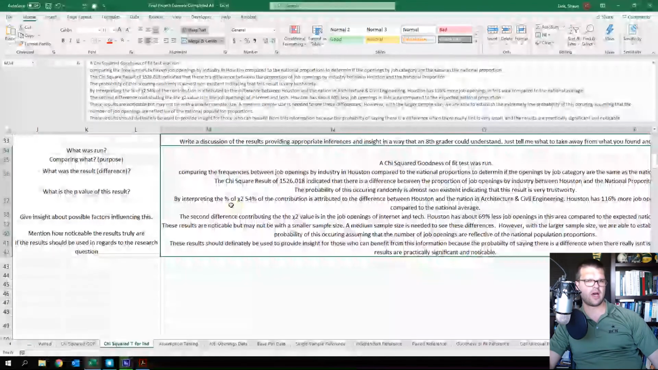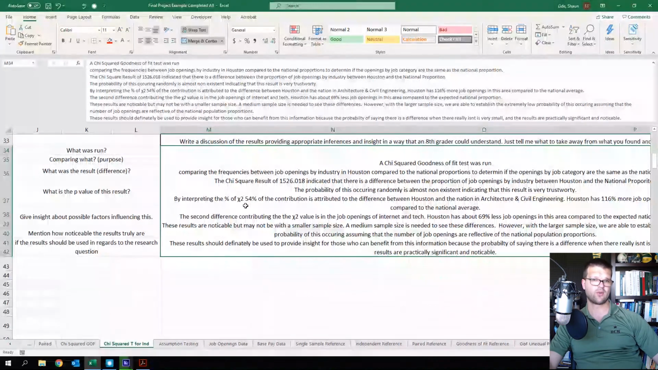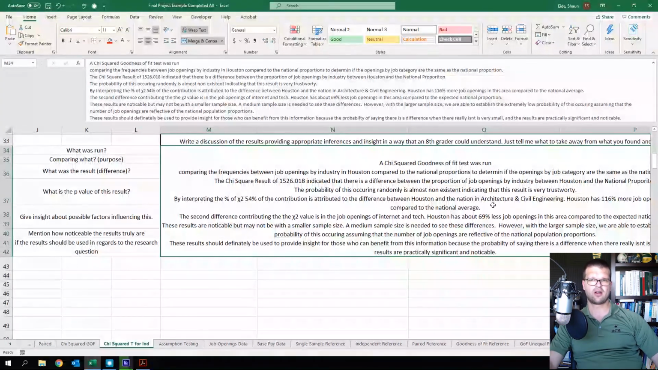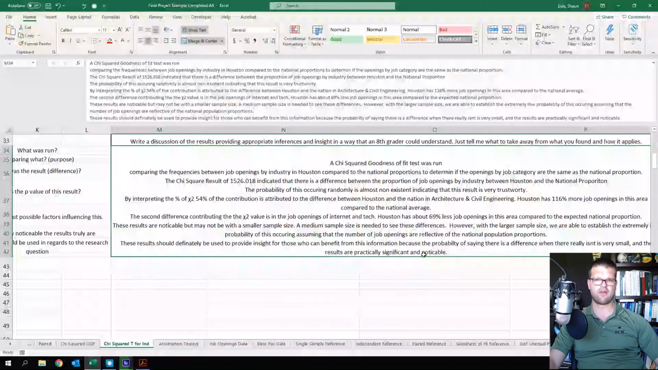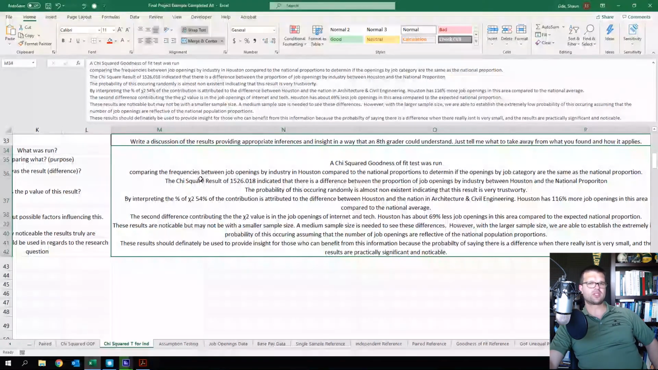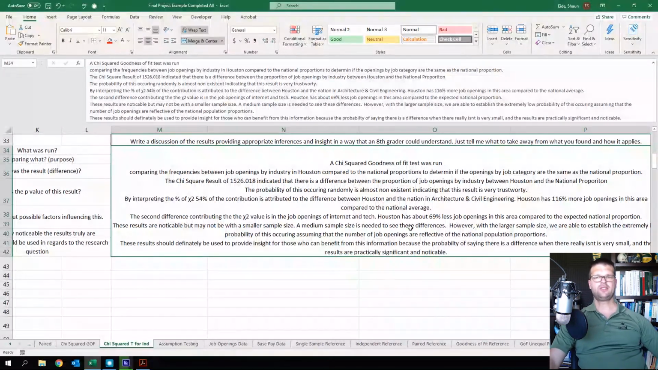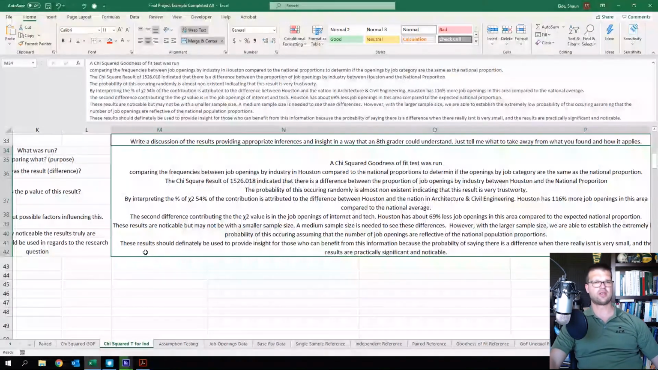This is where we comment on the percent of chi-squared, because those are the factors that are influencing the chi-squared. The factor that's influencing 54% of the chi-squared is the architecture and civil engineering jobs, with 116% more job openings in Houston compared to the national average. The second difference contributing to the chi-squared value is the job openings of internet and tech, which all that I did was copy and paste from earlier. But Houston has about 69% less job openings in this area compared to the expected national proportion.